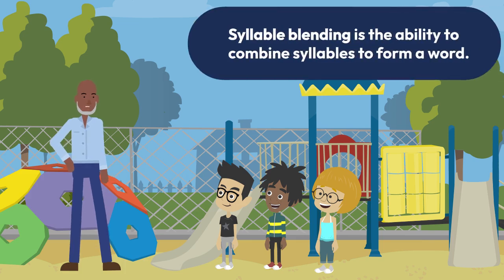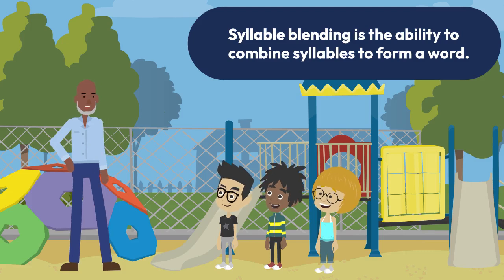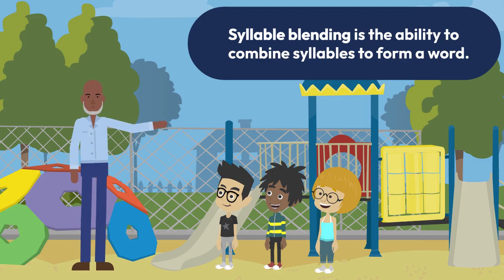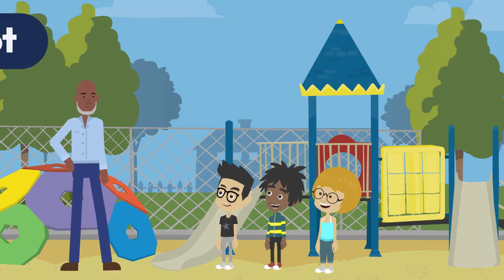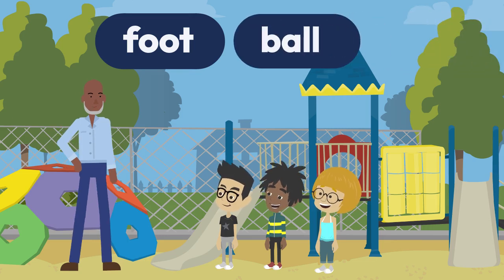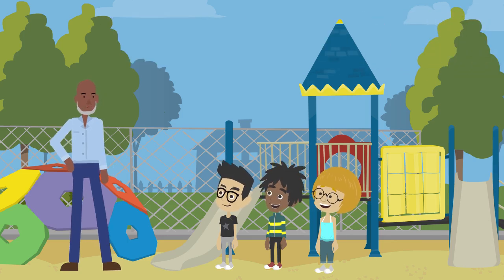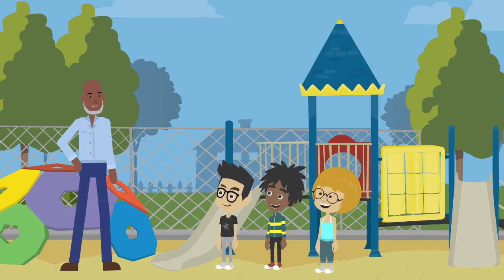Syllable blending is the ability to combine syllables to form a word. Let's practice blending syllables together to form a word. I am going to say two words, and I want you to blend them together to make a compound word. Foot. Ball. What compound word is that, class? Football. Great job on the first one.